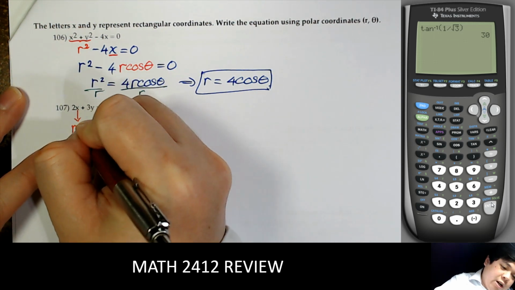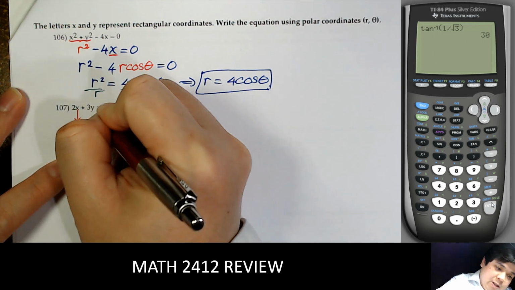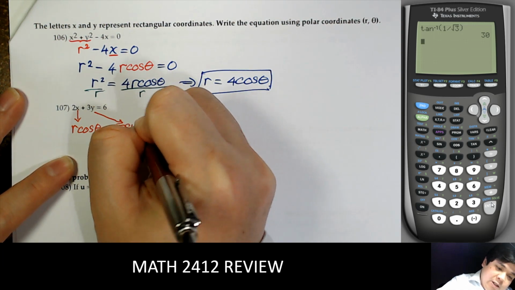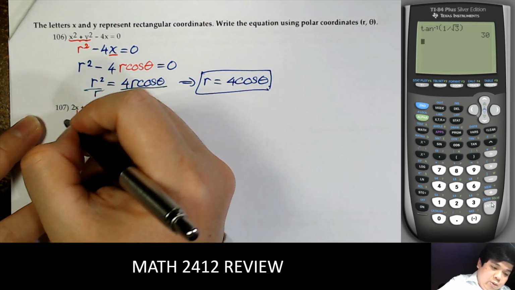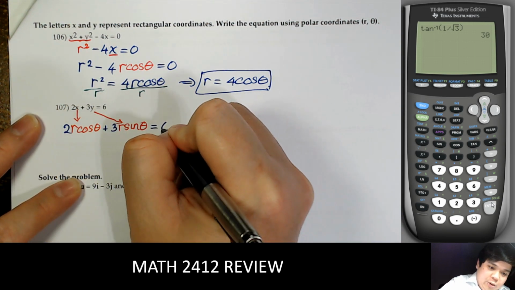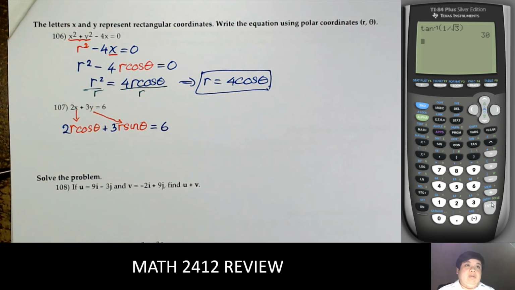x is r cosine theta, y is r sine theta, and we have 2x plus 3y equal to 6. I don't think we can go any further than that. There's nothing simplifying, so we can just leave it like that.